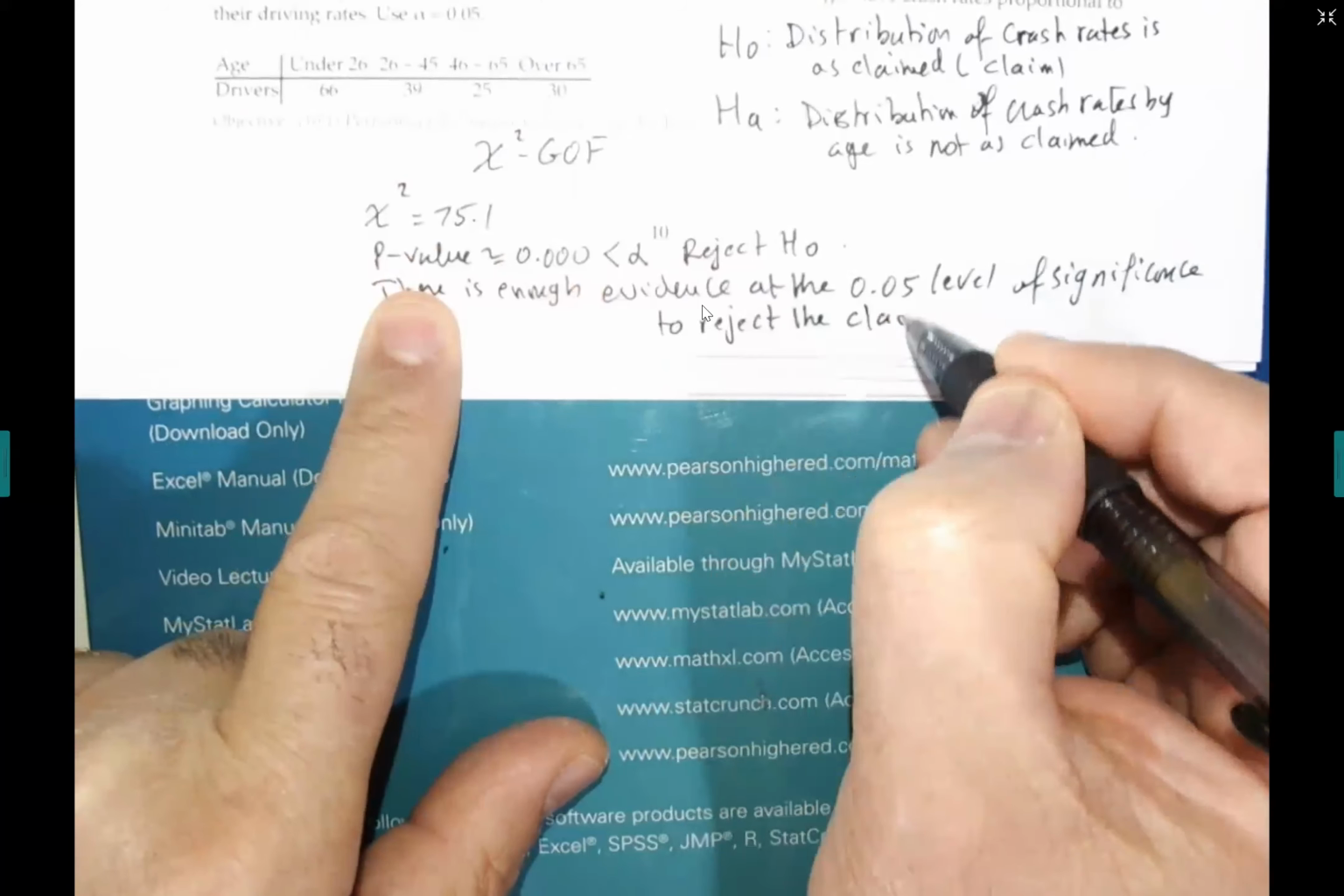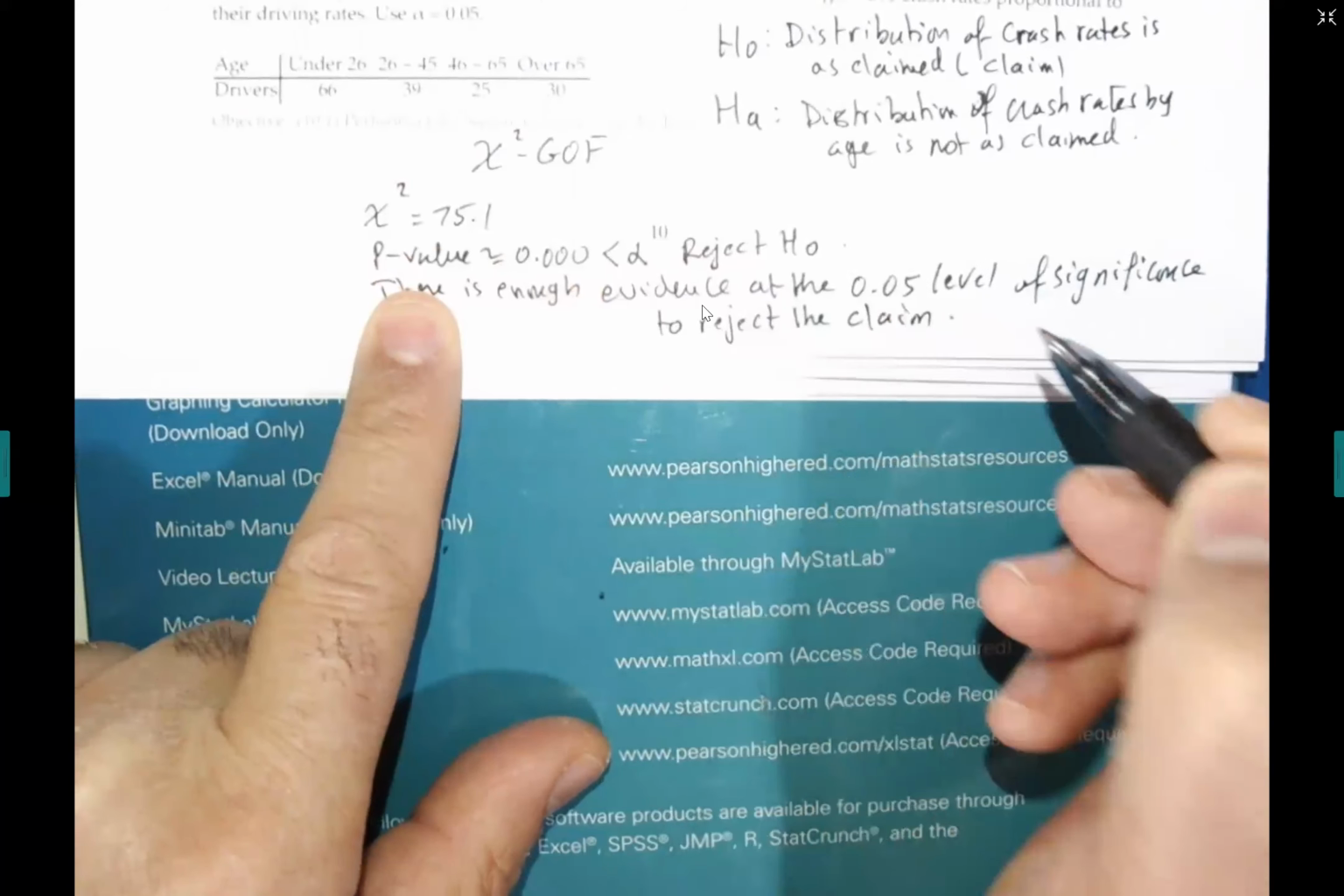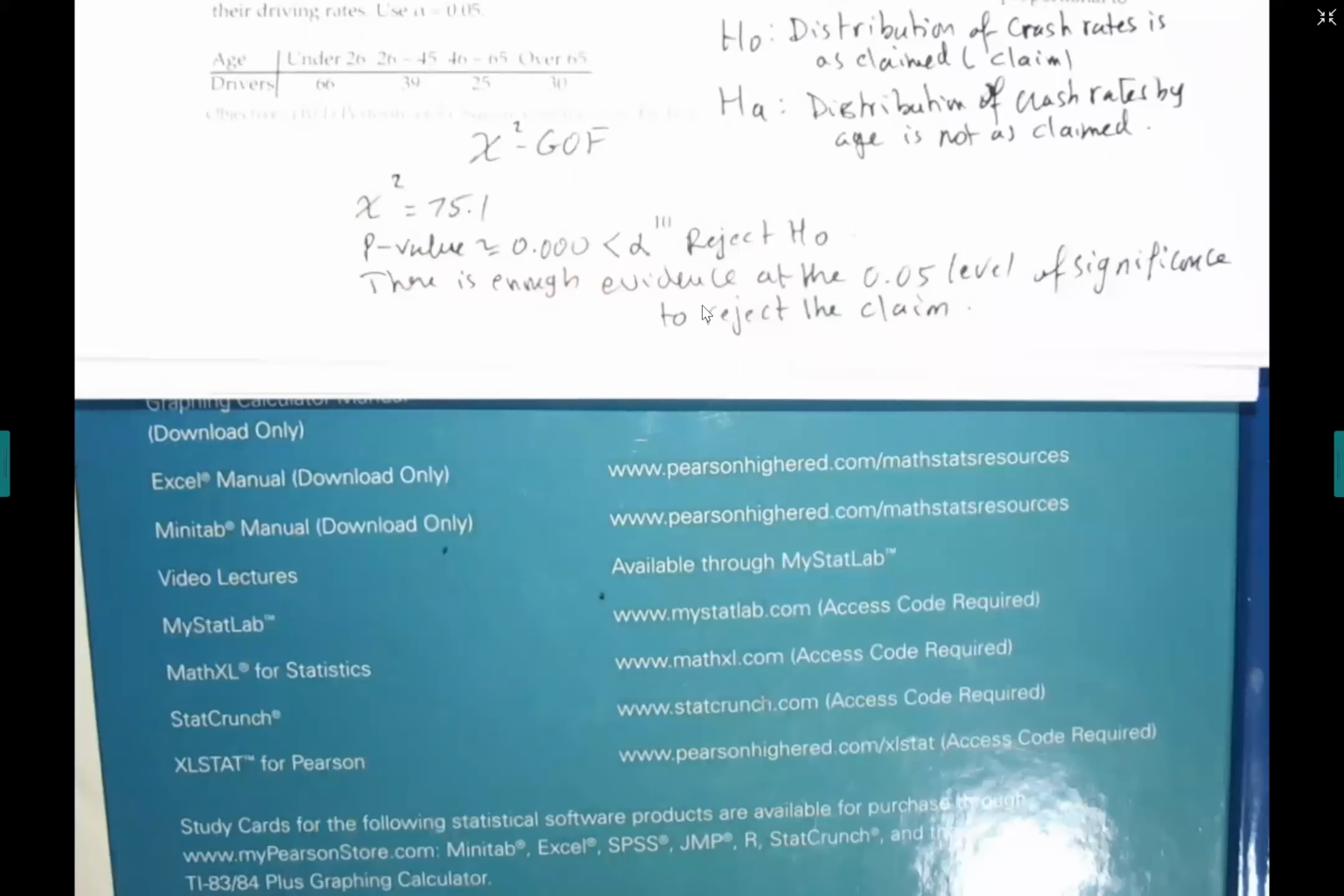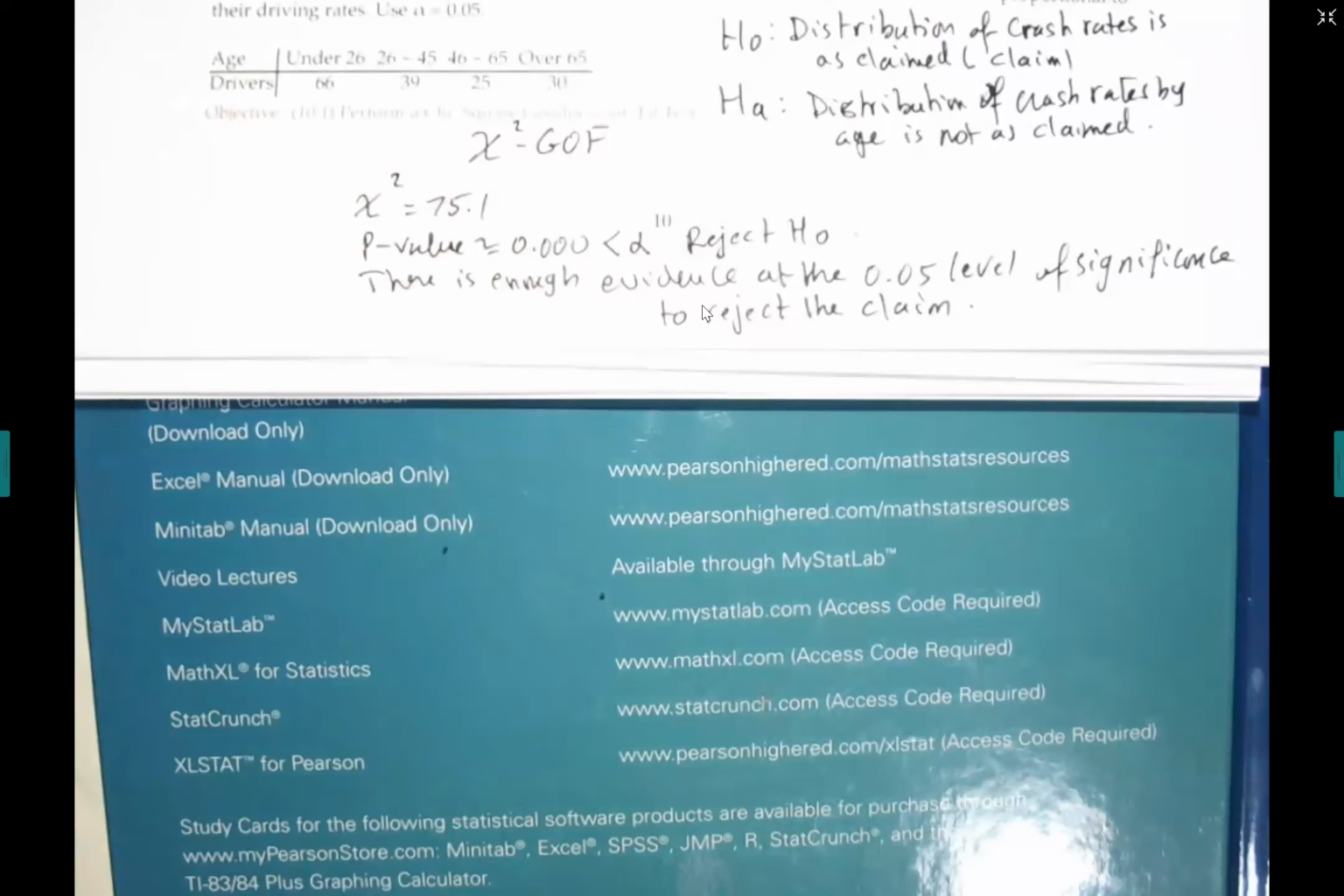So the crash rates, guys, by age have changed. They're not the same because we rejected H0. H0 means no change, status quo. That's what H0 means. When you reject it, that means you're saying there is a change. Things are not still the same. So that's 23. 24.